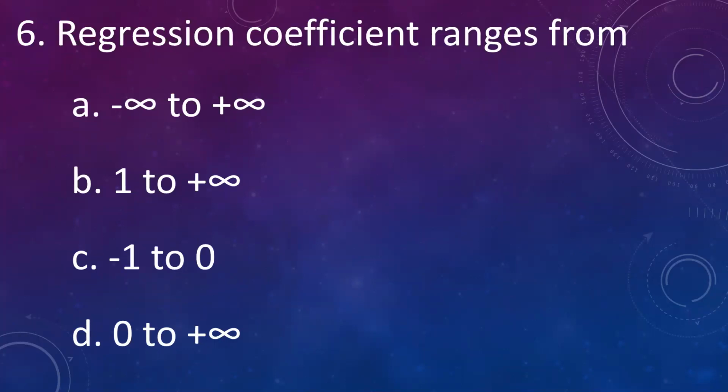Then regression coefficient ranges from A. minus infinity to plus infinity, B. 1 to plus infinity, C. minus 1 to 0, D. 0 to plus infinity. Answer is minus infinity to plus infinity. Regression coefficient will range from minus infinity to plus infinity. The sign indicates, if there is negative sign, it indicates inverse relationship between the two variables, and positive sign will indicate the positive or direct relationship between the two variables, dependent and independent variable.